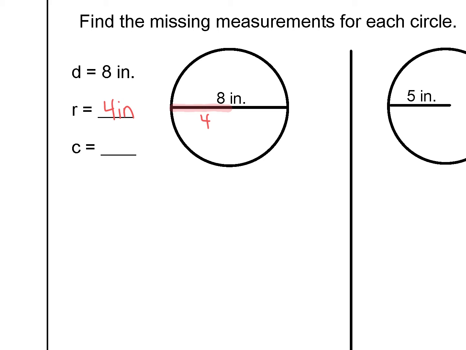Now, for circumference, and I'm going to prompt you about this strategy all the time because we're going to start using a lot of different formulas, I always want you to write out your formula. Circumference equals pi times diameter. So in order to find circumference, we plug in the numbers that we have. Pi is 3.14, and our diameter is 8. Then you get out your trusty calculator. 3.14 times 8 will give you 25.12.